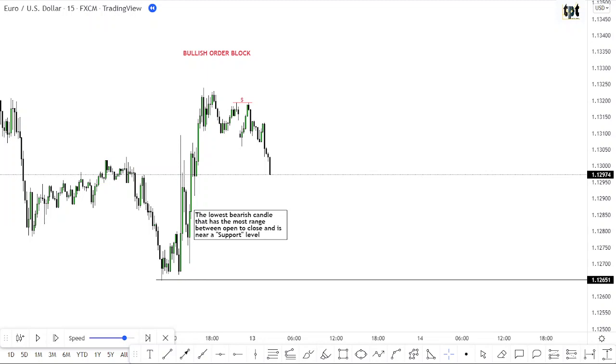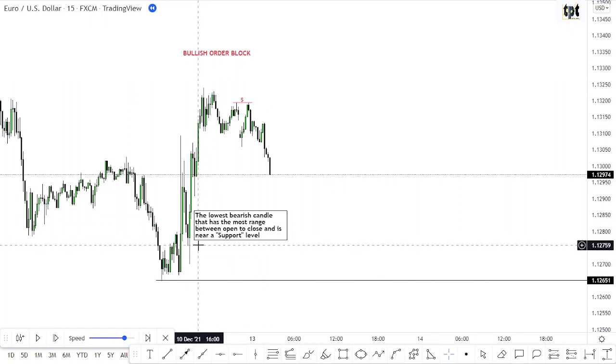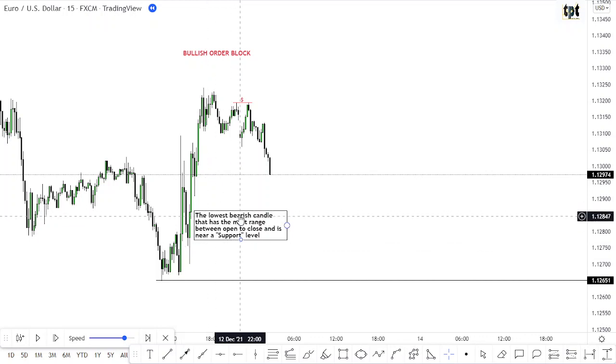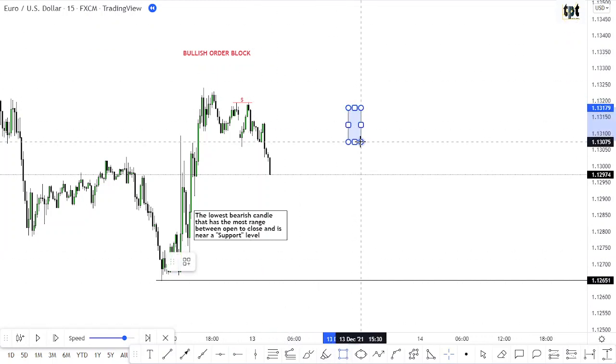Now, bullish order block. It is the lowest bearish candle that has the most range between open to close, and it is near a support level. Now, in as much as it is a bullish order block, and here you can see the definition, we are considering the bearish candle, yes, it is the lowest. It must be the lowest bearish candle that has the most range between open to close, and it is near a support level. What do I mean by the most range? It means that the body is quite conspicuous and big enough.